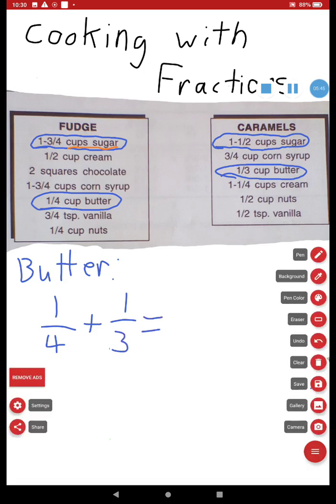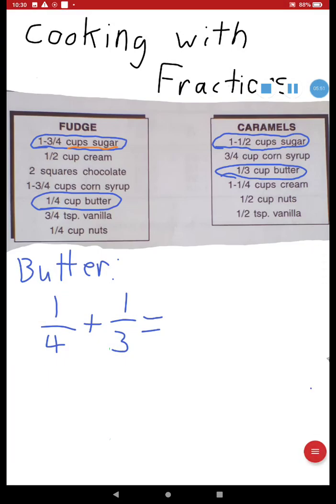Uh-oh, I can't add those together the way they are. I need to get a common denominator. So let's rewrite the problem. Look at your tens chart. And what's a common denominator between 4 and 3? Very good. It's going to be 12. So how can I change these? I know these denominators are going to be 12. How do you change a 4 into a 12? Very good. 4 times 3 is 12.